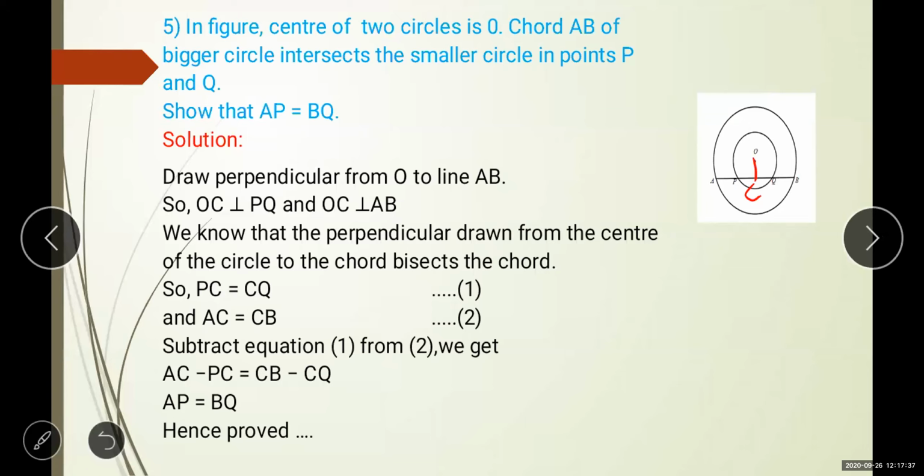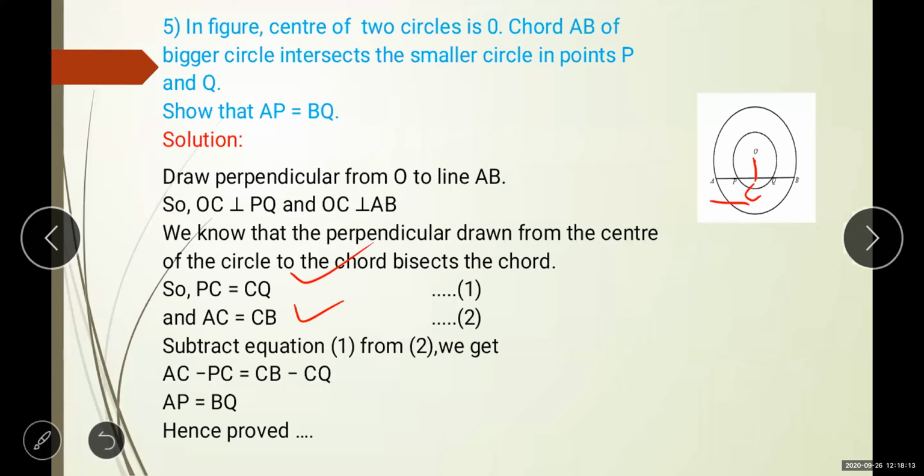Now same for the bigger chord, that is AB. AB is bisected, means AC is equal to CB. These two are done. Till here, I hope you understood. Now, we have to show that AP is equal to QB. But how will you find AP? AP is the part of AC. This is part of the total AC. If from AC we subtract PC, then we will get AP.